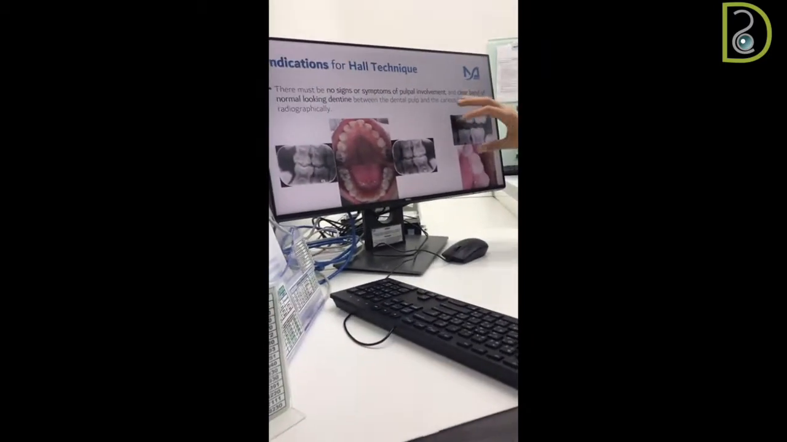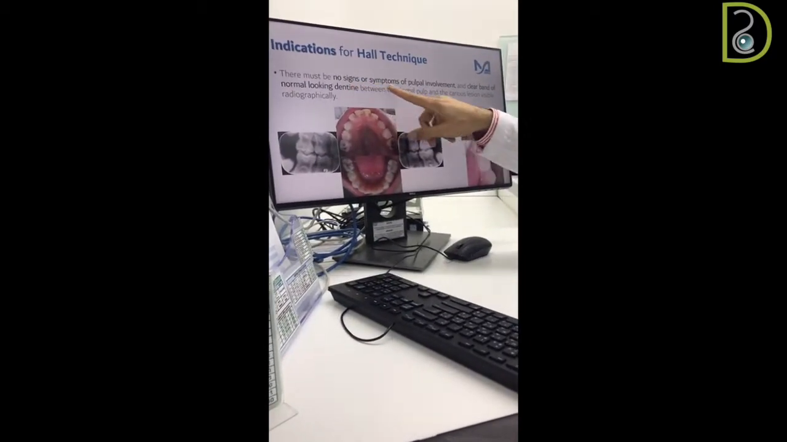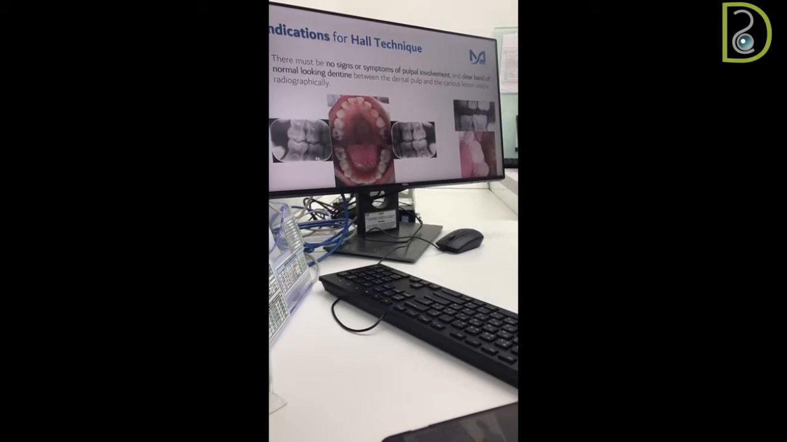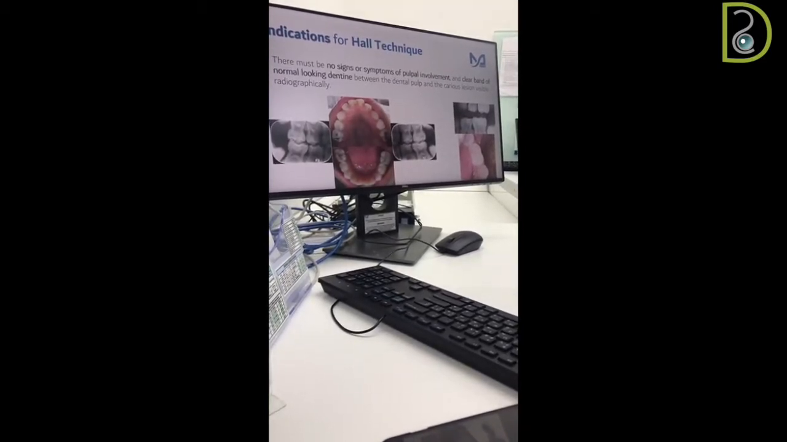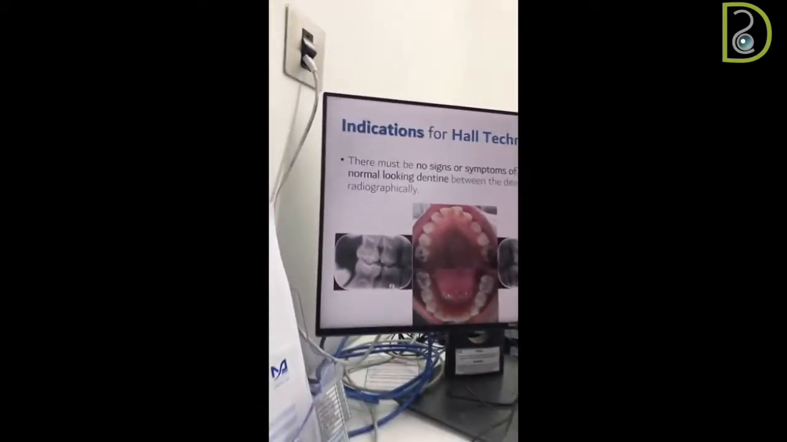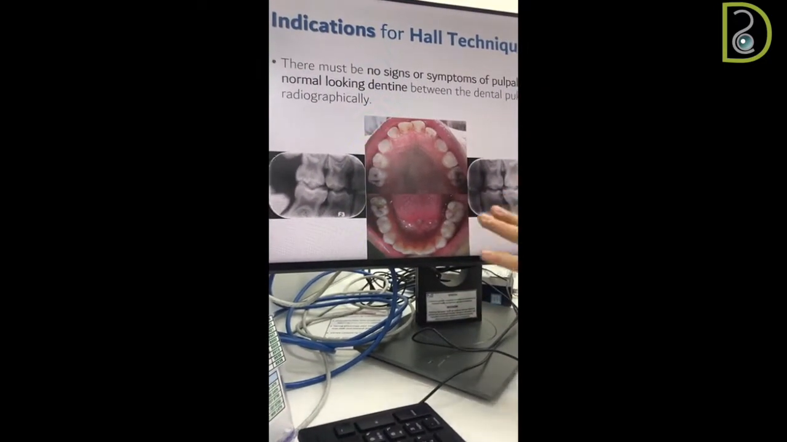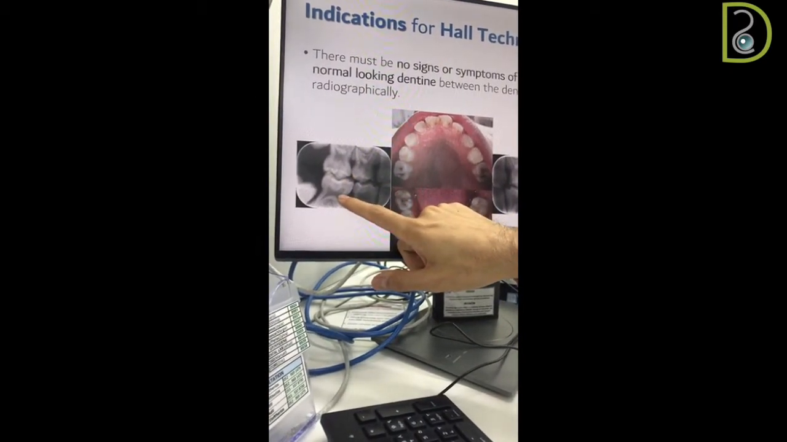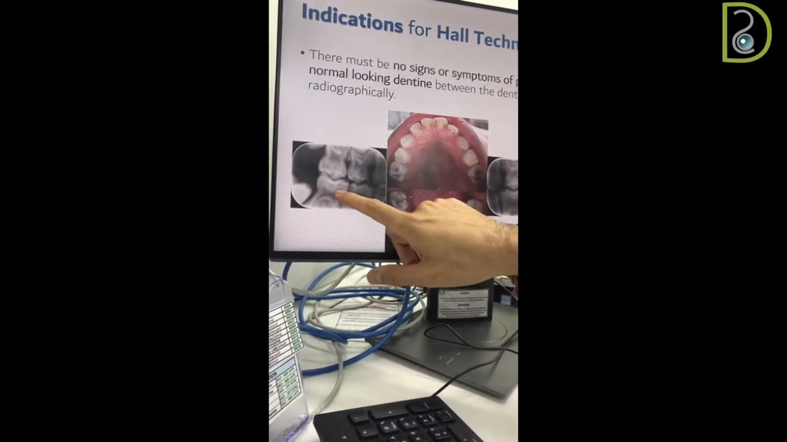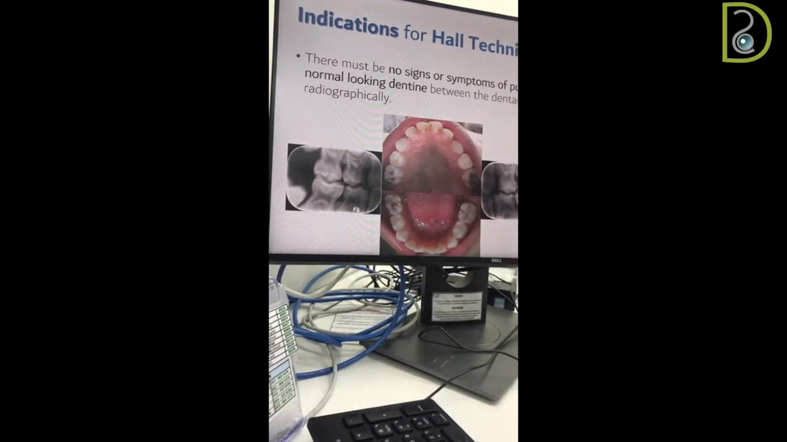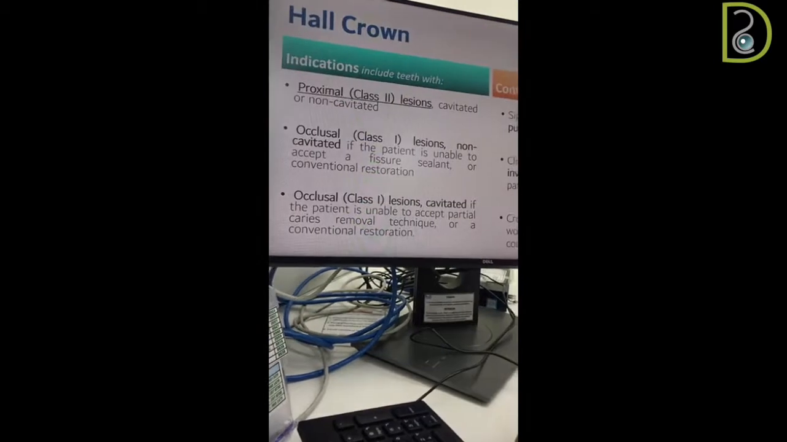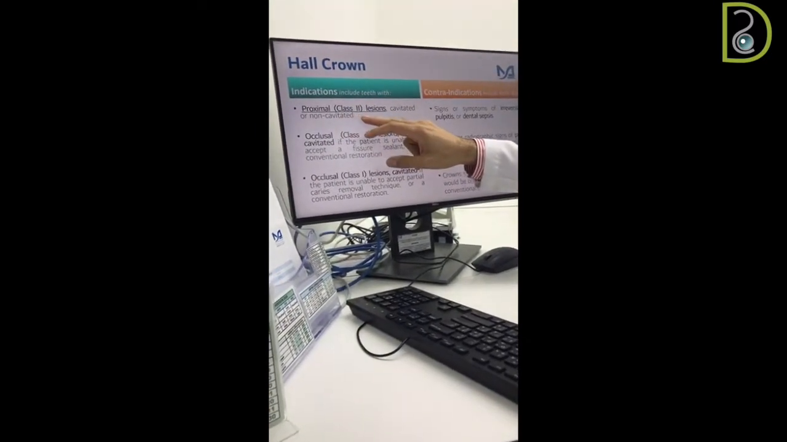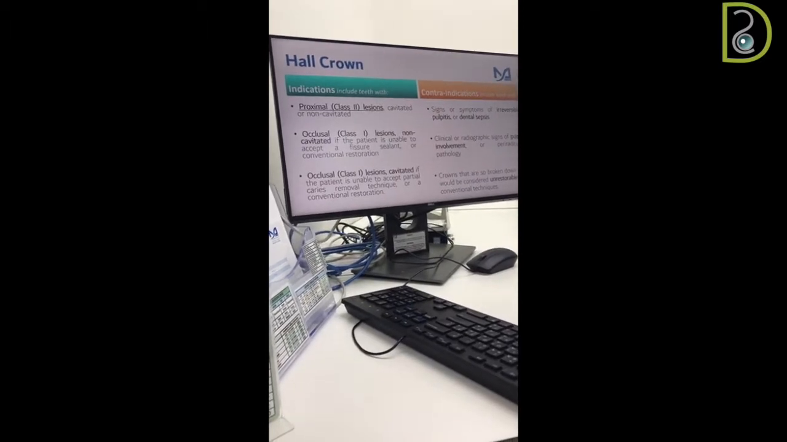So what are the indications for the Hall technique? There must be no signs and symptoms of pulpal involvement, and there should be a clear band of normal looking dentine between the pulp and the caries lesion radiographically. As you can see here, clinically there is no sepsis. The patient has never complained of any kind of pain, and the cavity is away from the pulp, and at the same time you can see that you have a clear band of dentine between the caries lesion and the pulp.